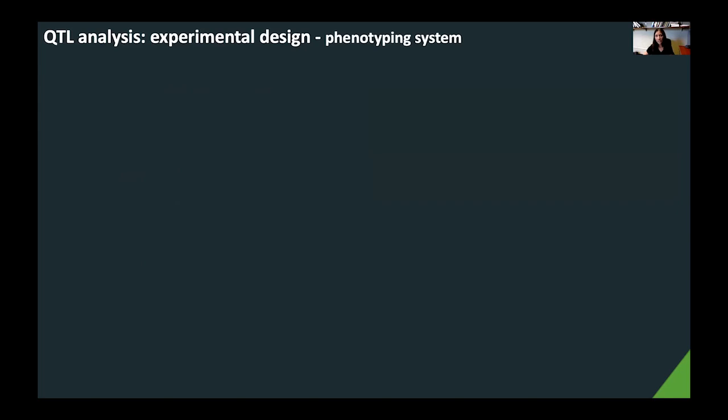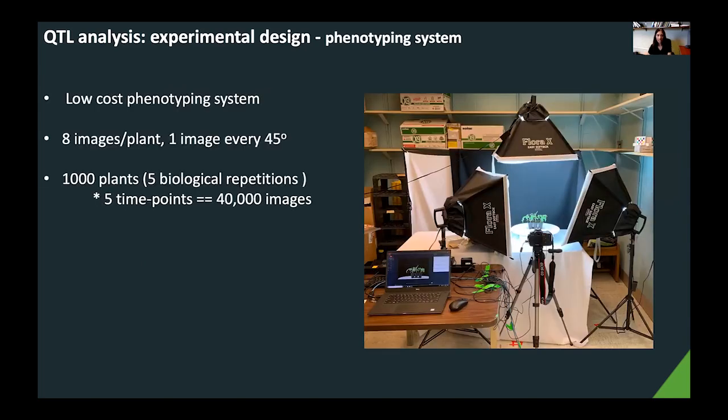So we first designed a really low-cost phenotyping system. So I'm sure many of you have seen this before. This is a commercially available turntable. It turns a user-specified number of degrees, stops, the camera takes an image, and you can see that here, and you can go 360 degrees around the plant. So we use this to take 8 images per plant, one every 45 degrees.